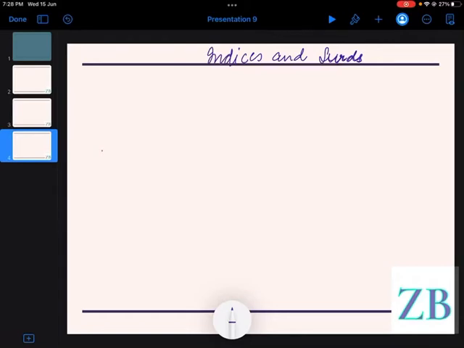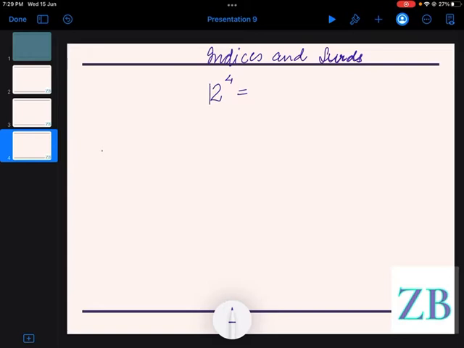Hi everyone. So today we'll talk about indices and surds, and we'll see how the index works, and if I apply any kind of index on any base, then how the number expands or reduces to anything. Okay. So if I say that I am writing 2 and I'm raising it to the power of 4, well, that is equal to what?